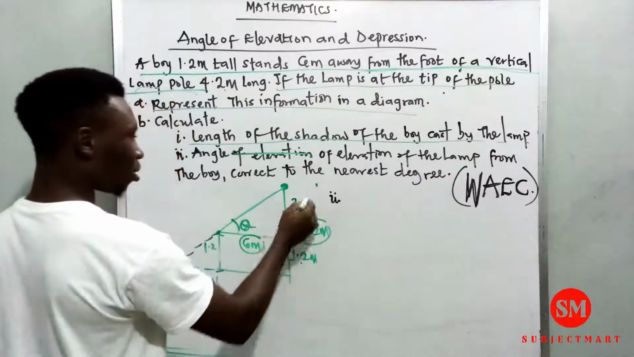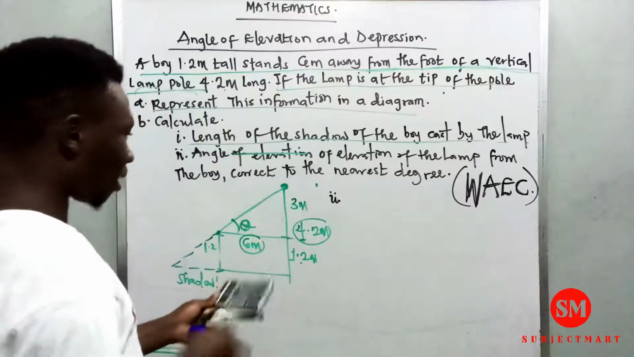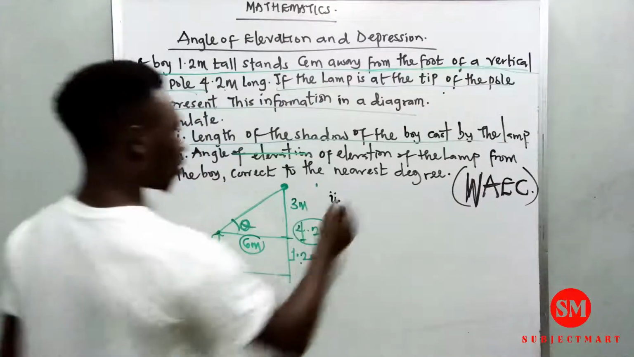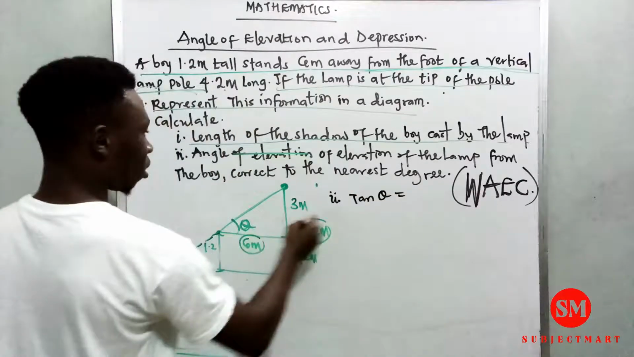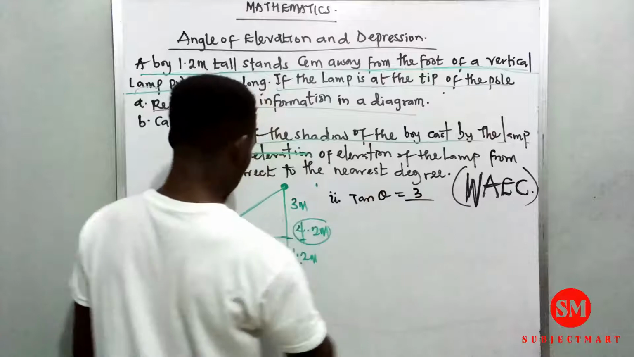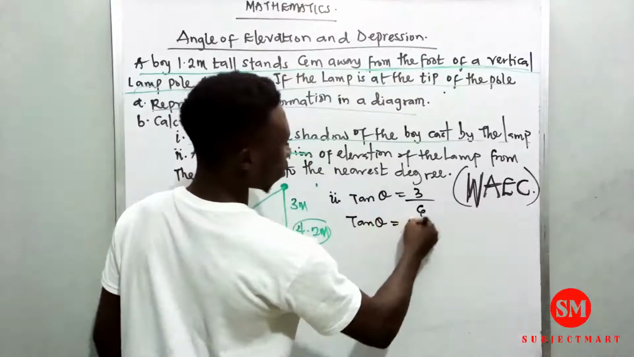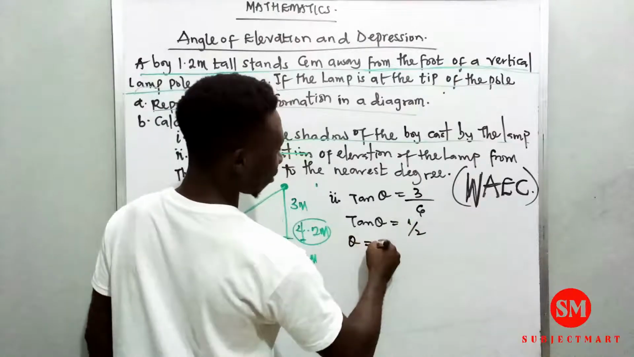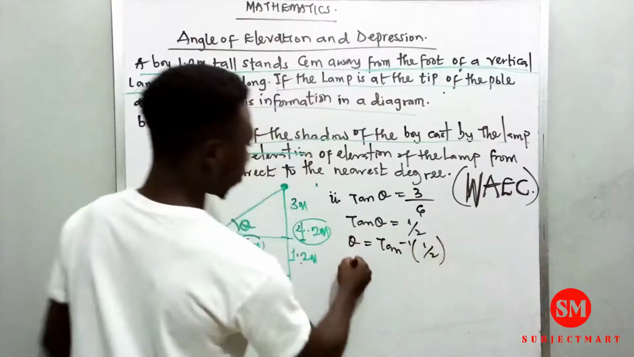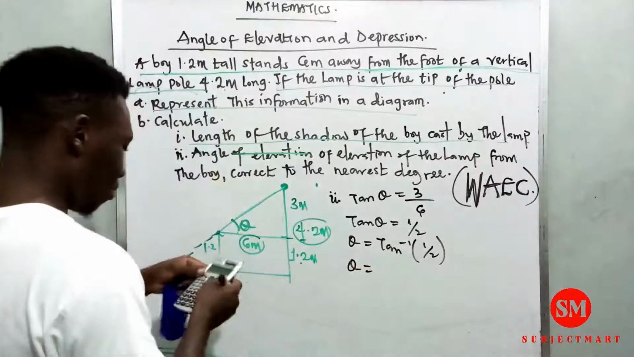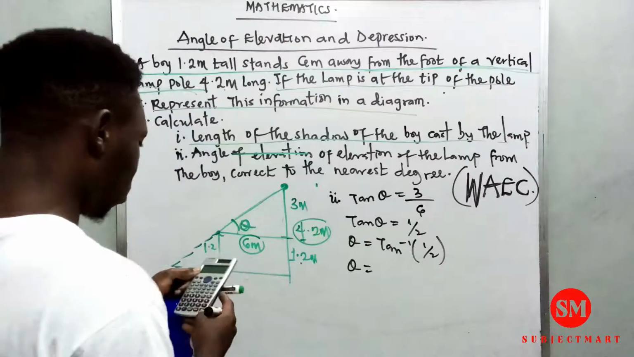What is the relation? This is opposite, this is adjacent. That's tan. So we have the relation tan here. It becomes tan theta is equal to 3 over 6. So tan theta is equal to 1 over 2. Theta is equal to tan inverse of 1 over 2.